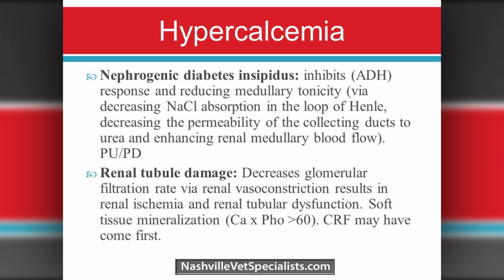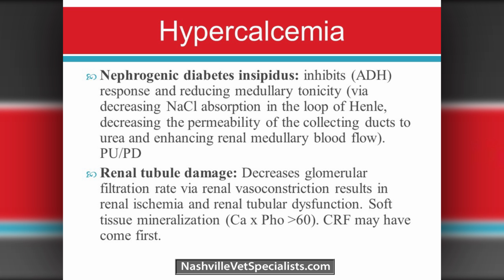Then if you constantly have this, you'll have renal tubular damage, because remember it decreases GFR. And how does it do that? Because of renal vasoconstriction. Then it causes renal ischemia, and then you have renal tubular dysfunction. So this is why you really want to treat a hypercalcemic animal long term, because it's not great for your kidneys, aside from just the PUPD.